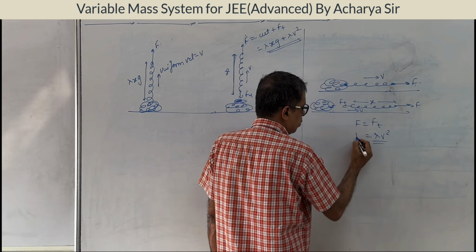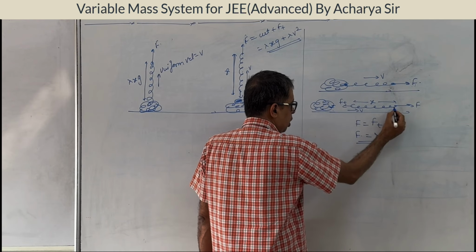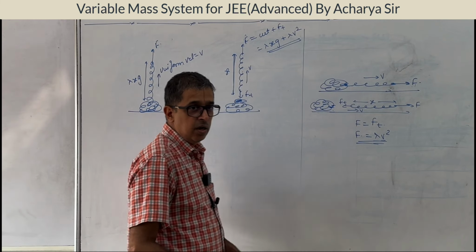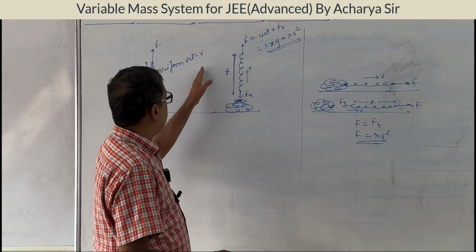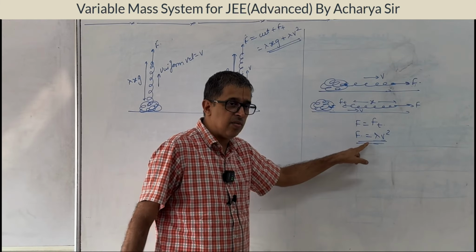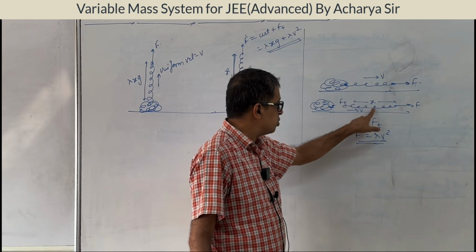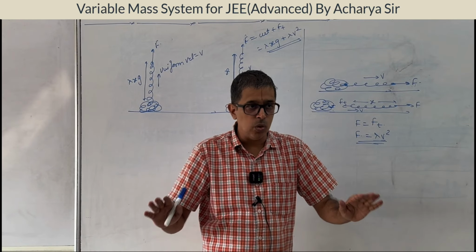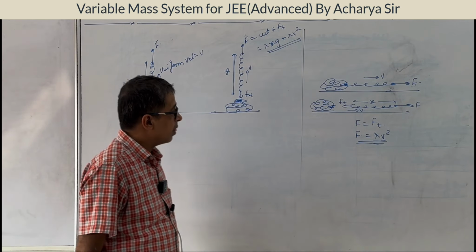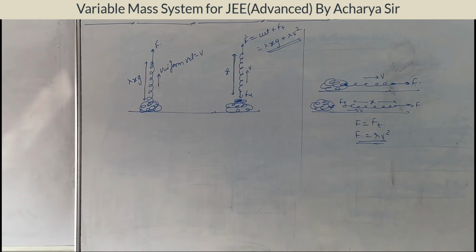Lambda v square will be the force exerted on this part of the chain for it to be moving with uniform velocity. Here, there will be no weight component because I assume that the chain is on a smooth platform or smooth surface. Take it down till here.